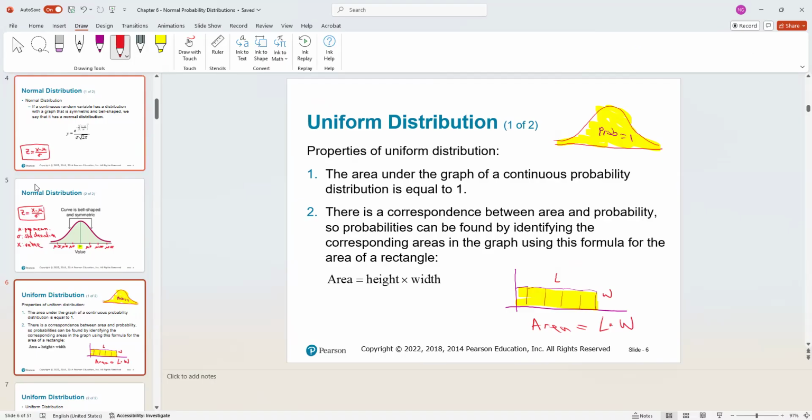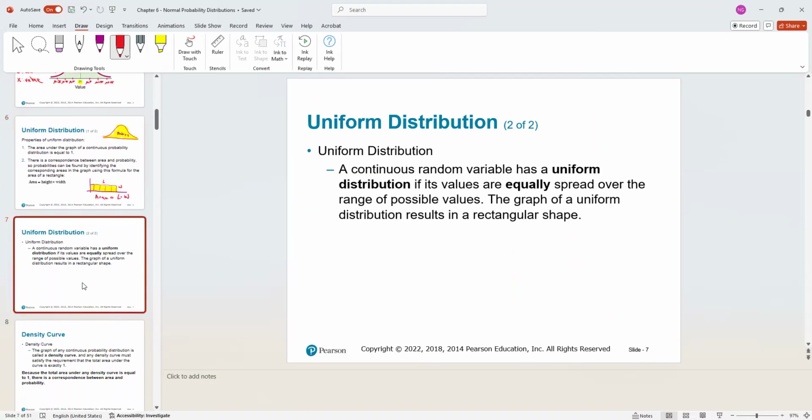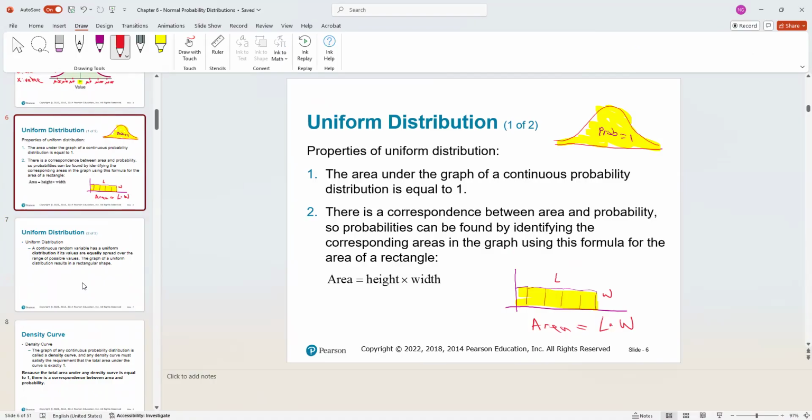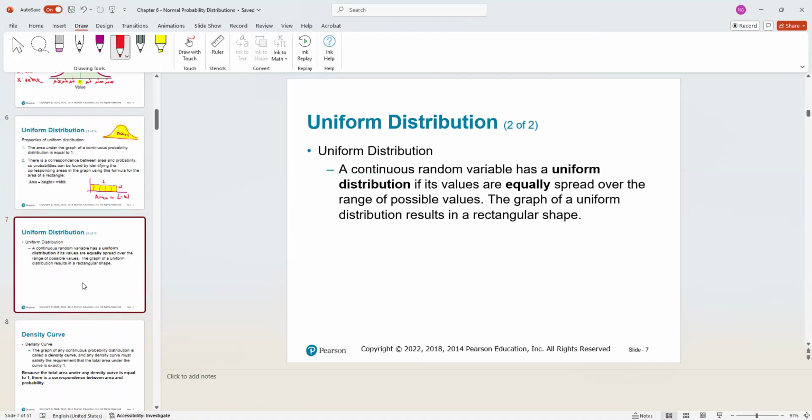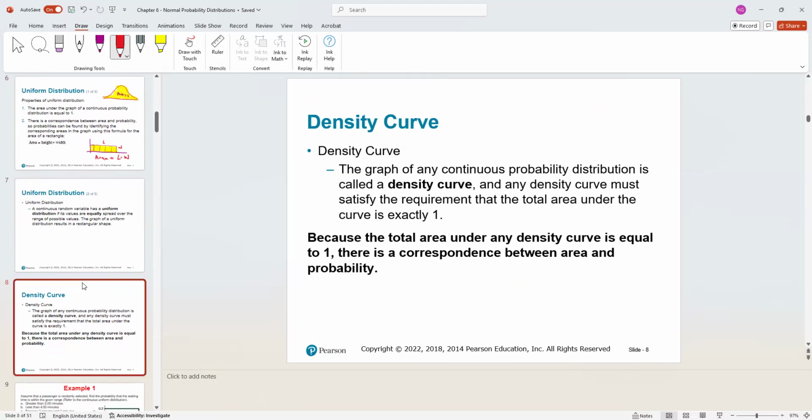The uniform part is very important. Like we said, here the area is height times width, or length times width. A continuous random variable has a uniform distribution if its values are equally spread over the range of possible values. So the graph of a uniform distribution results in a rectangle shape, as I just drew here for you to see.